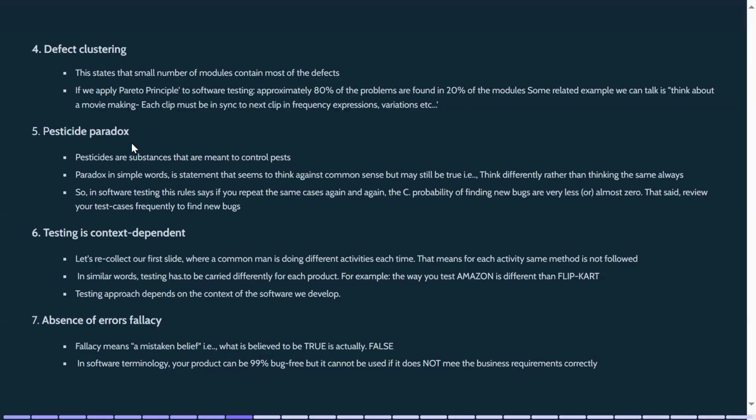And we have other principles, which are pesticide paradox, testing is context dependent, and absence of errors fallacy. So we will discuss all of these in our next slides. So these are all important software testing principles.